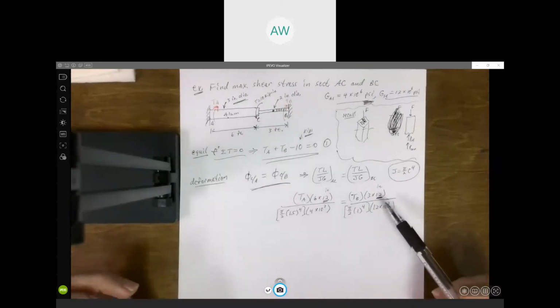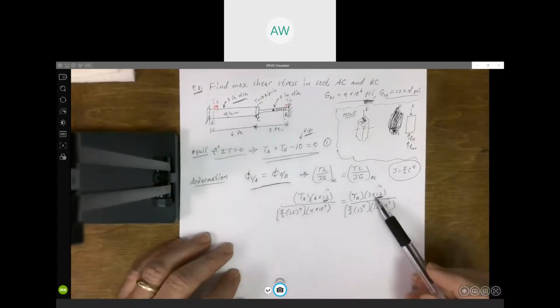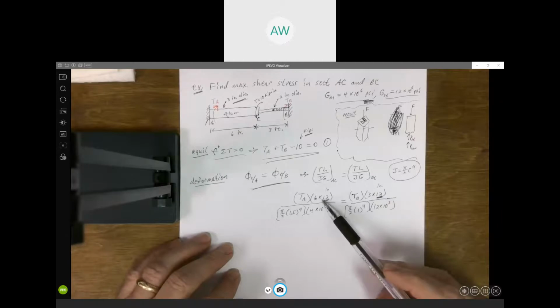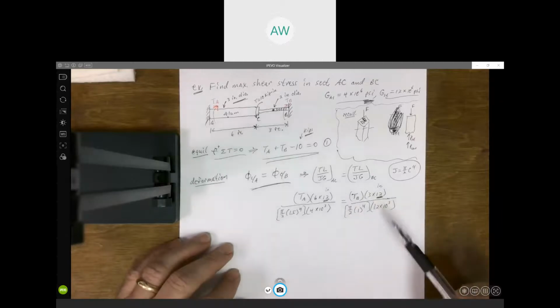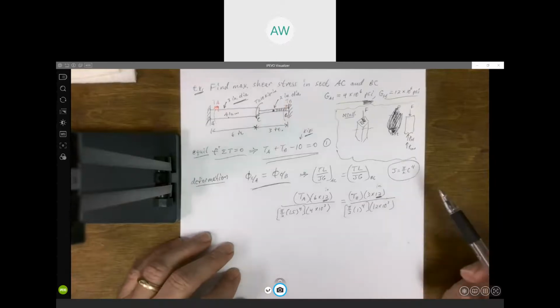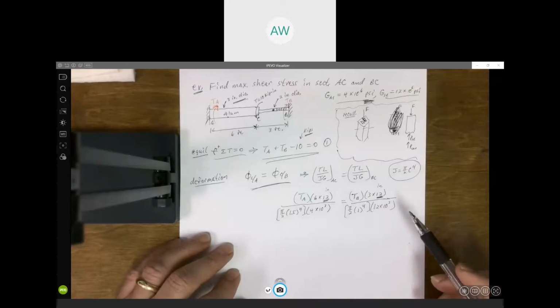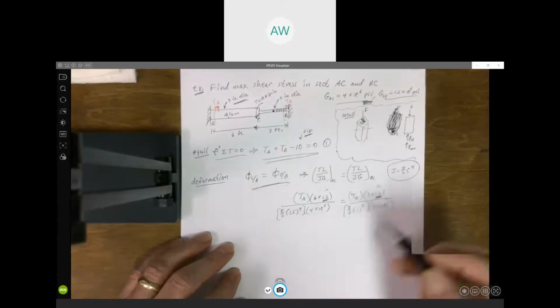But it's really not necessary. We could have left this in feet. As long as the units are the same, they're going to cancel anyway. So if we have 6 feet here and 3 feet there, we're going to get the same thing. If we multiply both sides by 12, it's not going to change our answer.